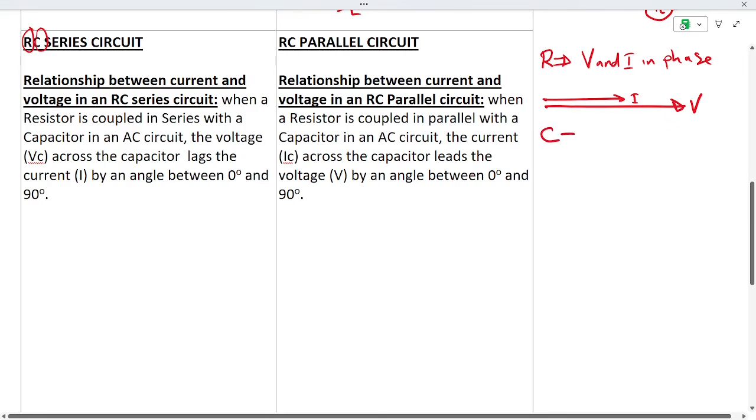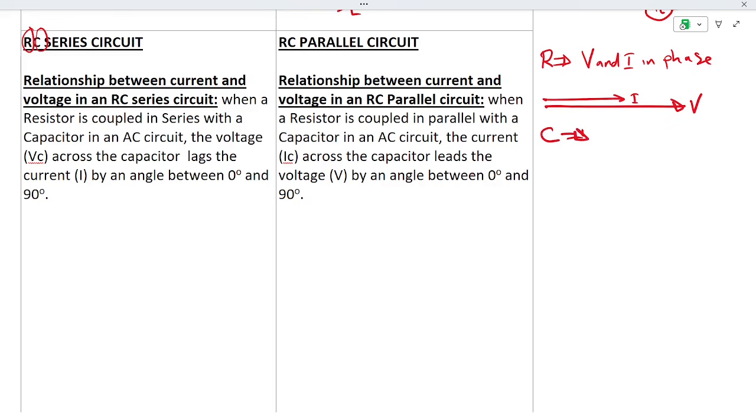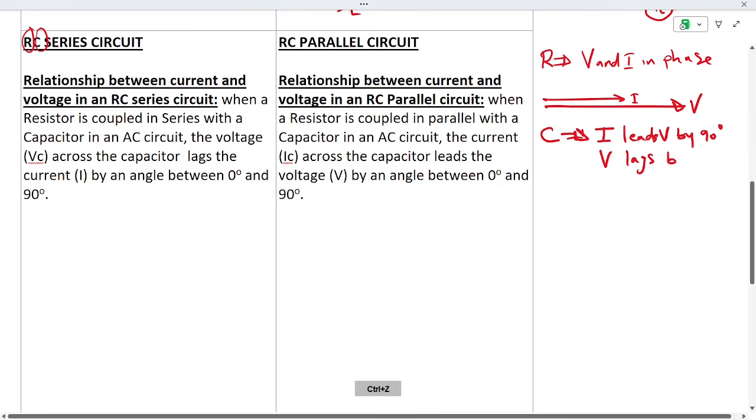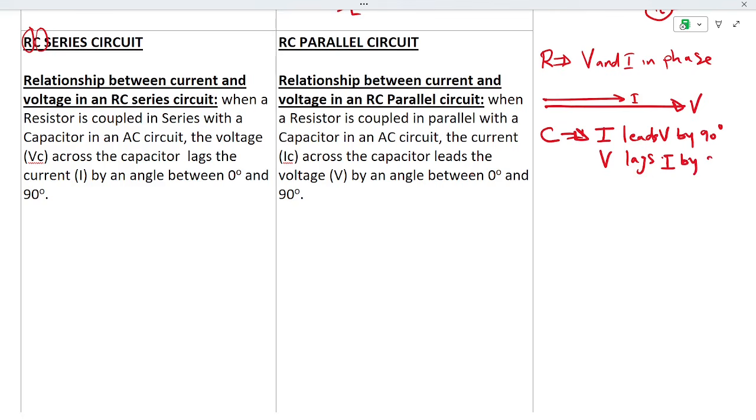Capacitor. For a capacitor, how is voltage versus current? In a capacitive circuit, the current leads the voltage by 90 degrees. This statement also means that the voltage lags the current by 90 degrees. The voltage lags the current by 90. That's what this statement also means. So it's the same statement.